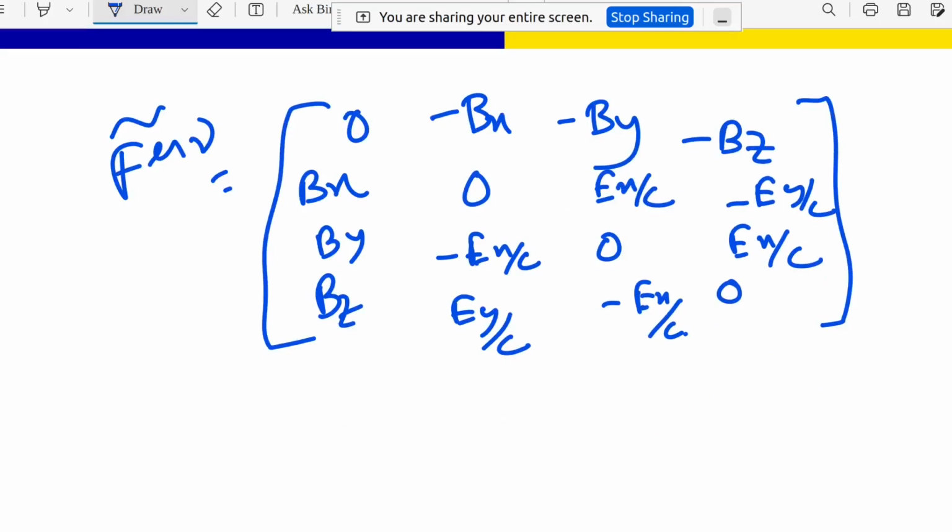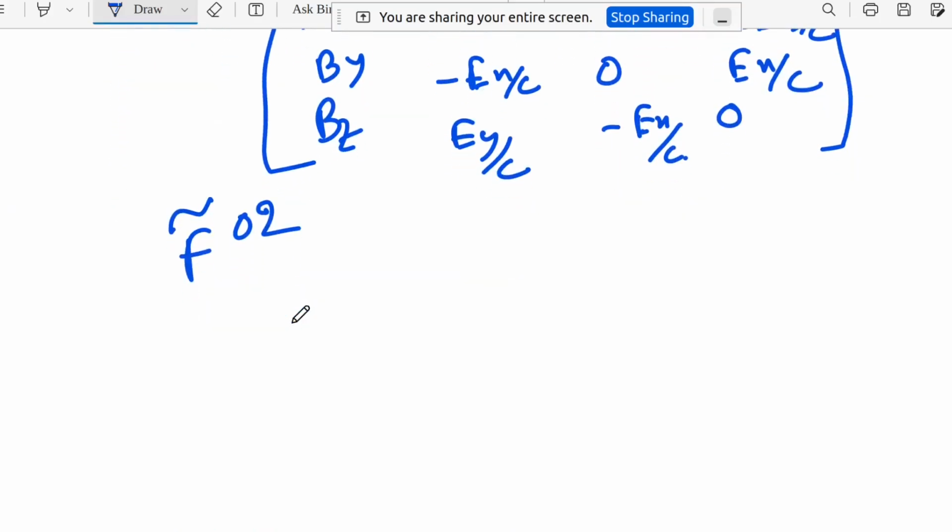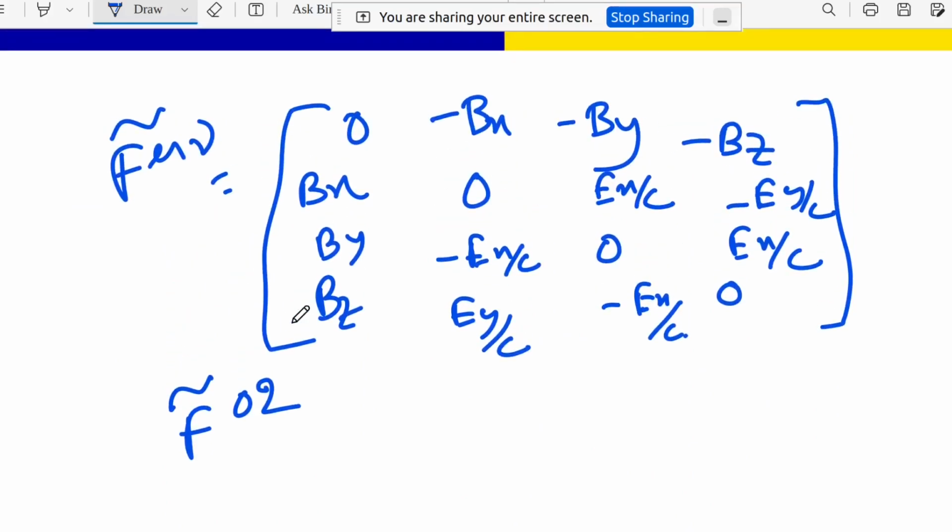Now in that question they were asking about the 0 2 component, I think. Yes, 0 2. So what will be the component of F tilde 0 2? How can we read this? This is the 0th, 1, 2, 3, and again from here also 0, 1, 2, 3. So the 0 0 term is 0, the 0 1 term is minus Bx, the 0 2 term is minus By. Like that we have to calculate.